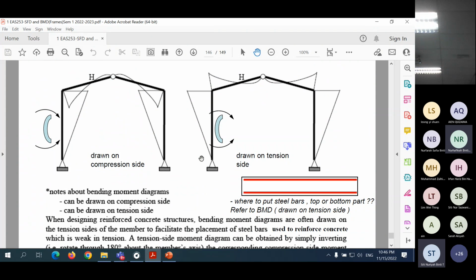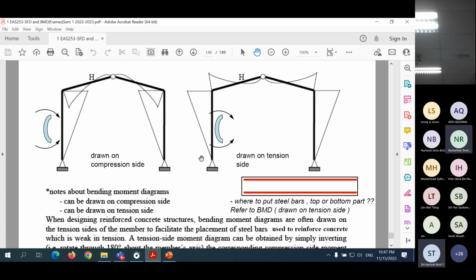Now, there's one advantage of drawing on the tension side. When we design a reinforced concrete structure, we want to know which one is tension because that is the part where you should put the steel reinforcement. So when we design concrete structures, it is an advantage to use the bending moment diagram drawn on the tension side because concrete is weak in tension. So if you know where the tension is, we know where we should put the steel. Okay? We should put the steel close to the tension side because the concrete is weak in tension.